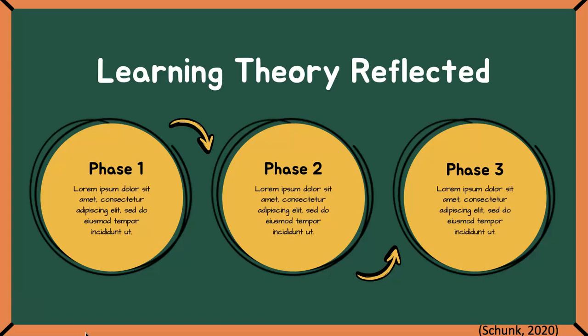The learning theory reflected. The learning process in this approach can be seen as happening in three broad phases. Phase 1 involves introducing the digital tools and giving students time to explore. Then, Phase 2 involves focusing on active application, where students use the tools for projects and collaboration. Finally, Phase 3 emphasizes reflection, helping students think about their learning processes and outcomes, which strengthens deeper understanding and autonomy.